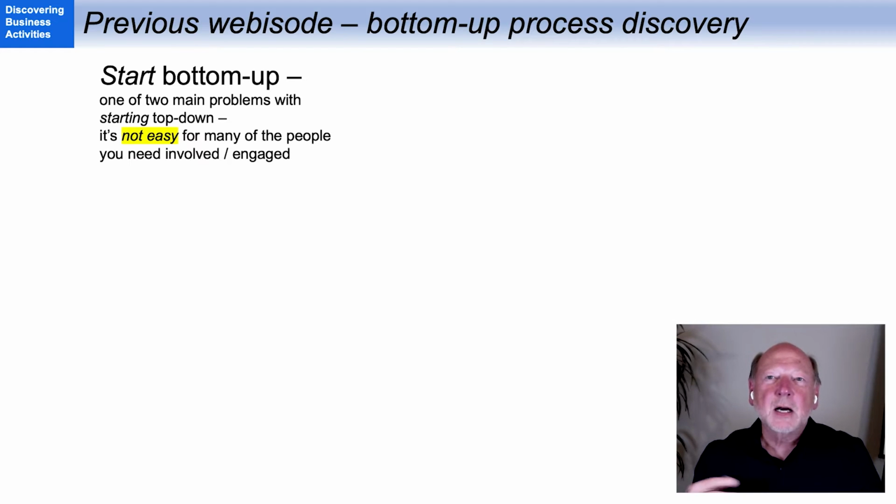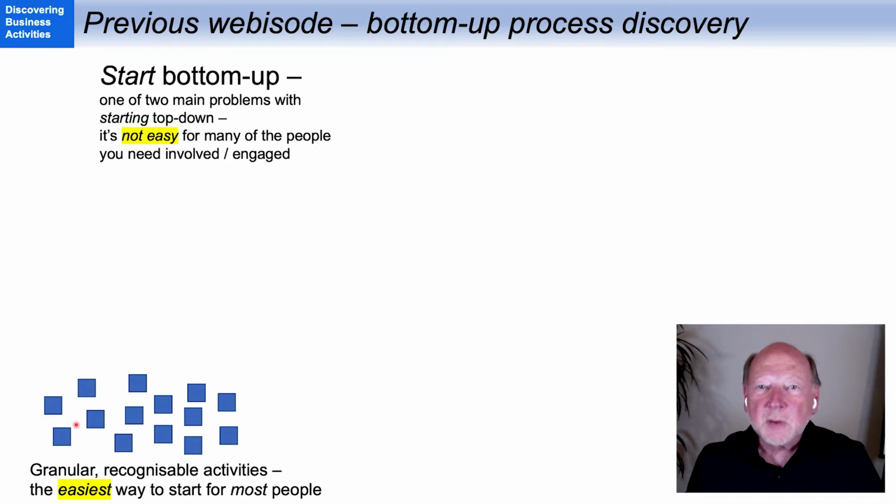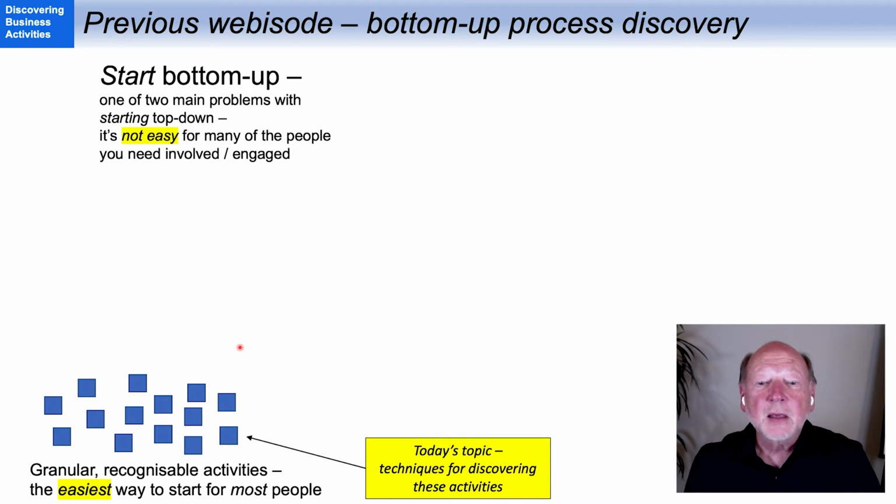Last time, we looked at an interesting set of techniques and guidelines for discovering processes bottom up. Part of the rationale for that is there are two main problems with starting top down, one of which is it's simply not easy for people who don't have a global view of the enterprise. You need them to be involved and engaged. So I suggested starting bottom up with granular, recognizable activities. Easier for most people. That is the subject of today's webisode, how to discover those activities.